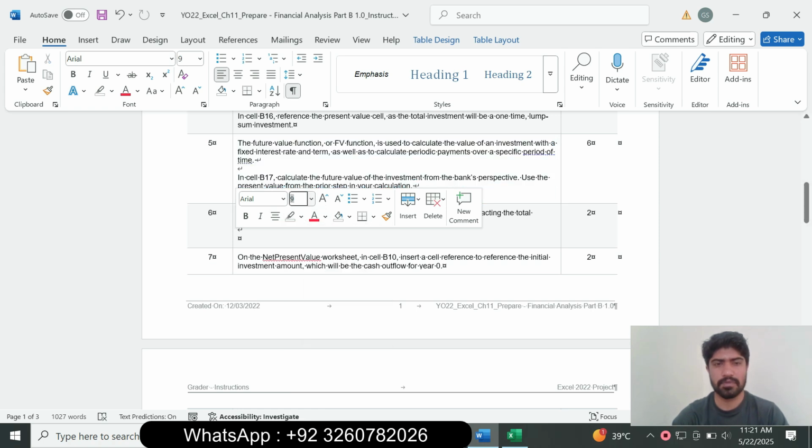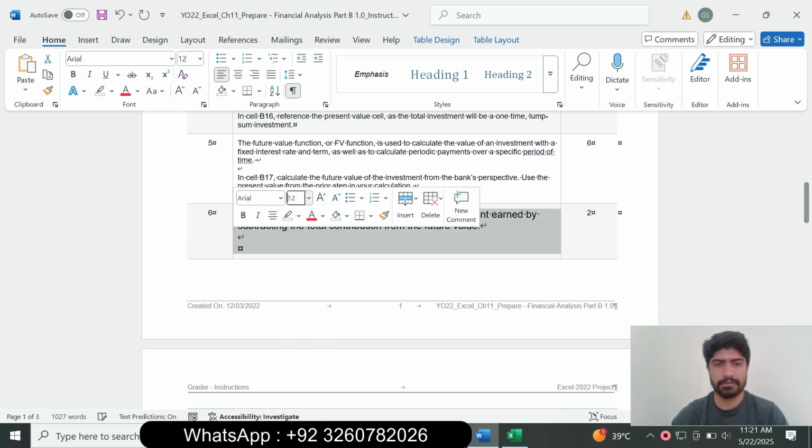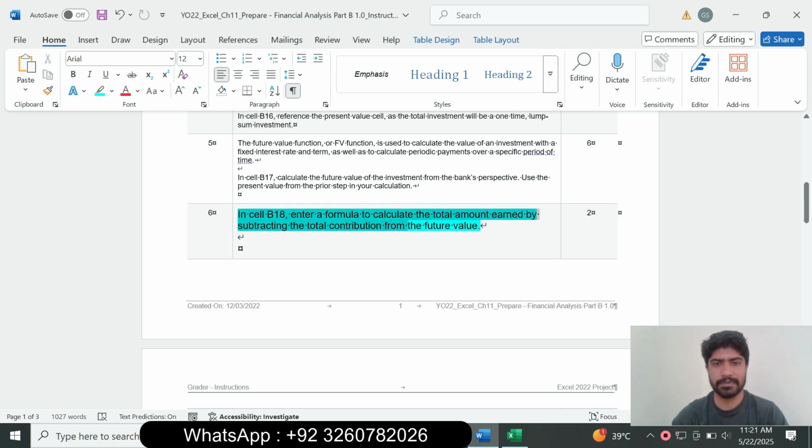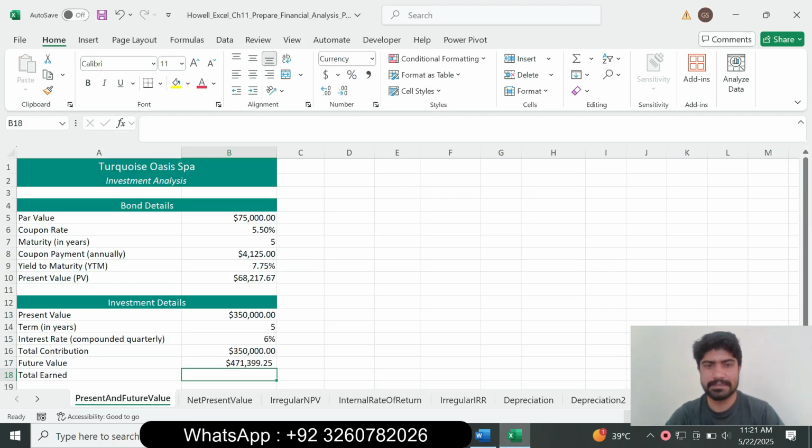We move to question number 6. In cell B18, enter a formula to calculate the total amount earned by subtracting the total contribution from the future value. So in cell B18.